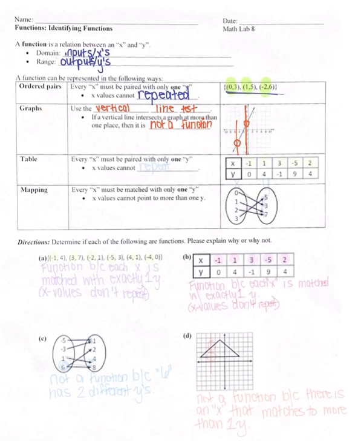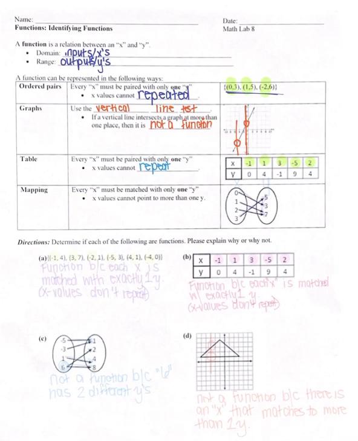The third way you can see a function is through a table. And the same exact rules as ordered pairs apply, it's just a different method of seeing the numbers. So again, each x value can only be paired with exactly one y. Again, the x values may not repeat. The reason this table here is a function is, let's take a look at these x values. We have -1, 1, 3, -5, 2. None of those x values repeat, which means every x has exactly one y, so it is a function.